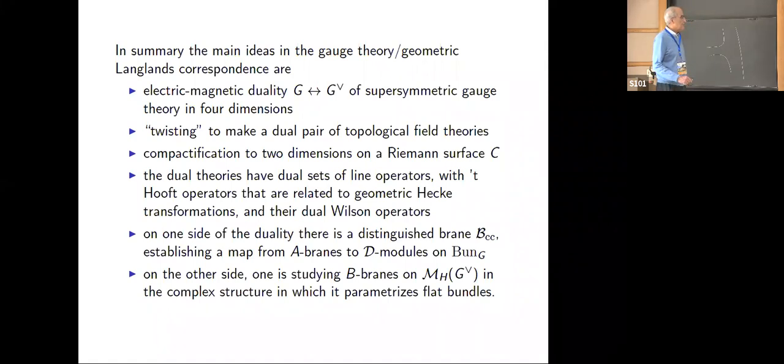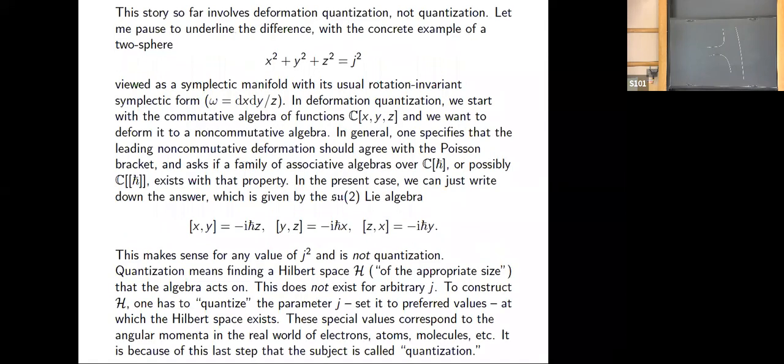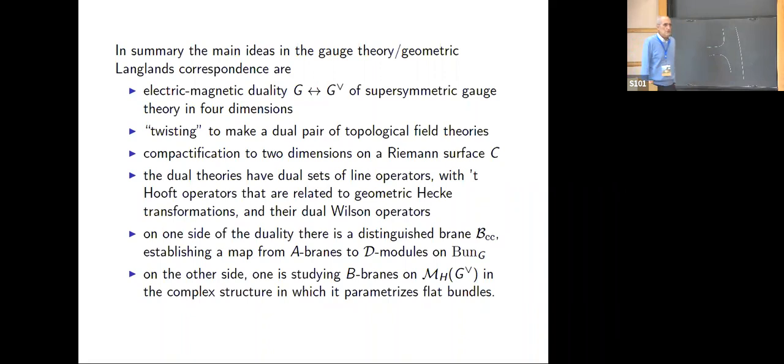The dual theories have dual sets of line operators, with the 't Hooft operators related to the geometric Hecke transformations, and dual Wilson operators associated to representations of the dual group. Then on the automorphic side, there's this distinguished brane, the canonical coisotropic brane, that establishes a map from A-branes to B-modules. On the other side, one is studying B-branes on the complex structure in which Hitchin's moduli space parameterizes flat bundles with the structure group the complex loop group. I apologize for zooming through that much too quickly, but it's as much as I can do to summarize the traditional story.